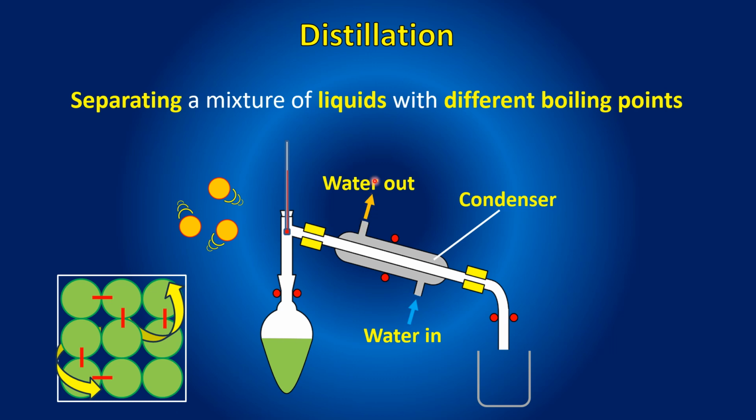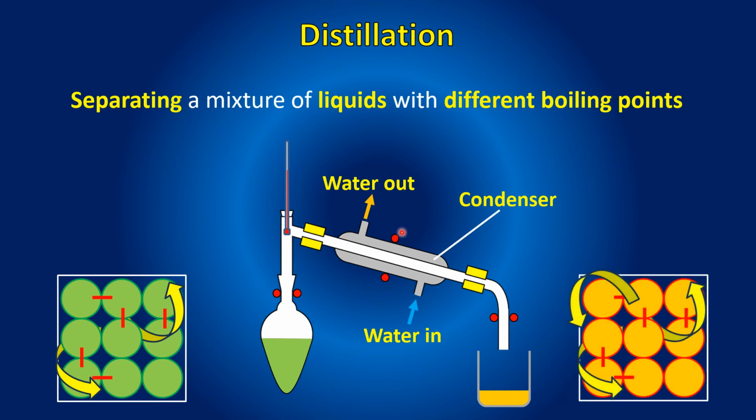So what do we need to do now? We pass them through the condenser. The condenser will cool the gas and condense it, turn it back into a liquid. The key thing to remember with the condenser is that the water goes in at the bottom and the water comes out at the top. So it goes in cool and comes out a little bit warmer. The condenser turns it back into a liquid, and we collect the liquid. So you can see here we've separated the original mixture of green and orange particles. We've left the green particles that had a higher boiling point, and we've collected the orange particles that had the lower boiling point.